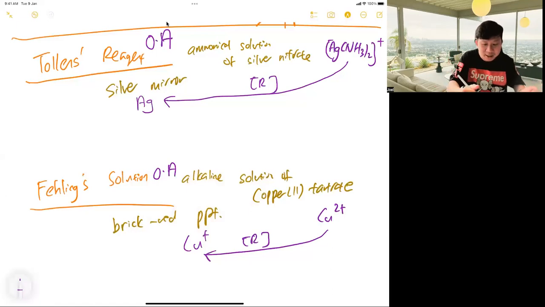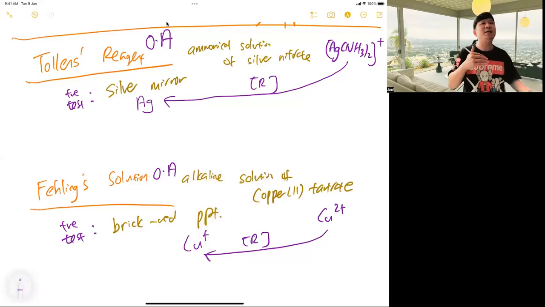If there's a positive test, this one is a positive test. I show you, you can see, positive test. So you need to tell me the answer. Both are oxidizing agents, so they should be able to react with aldehydes or ketones. They are both oxidizing agents.